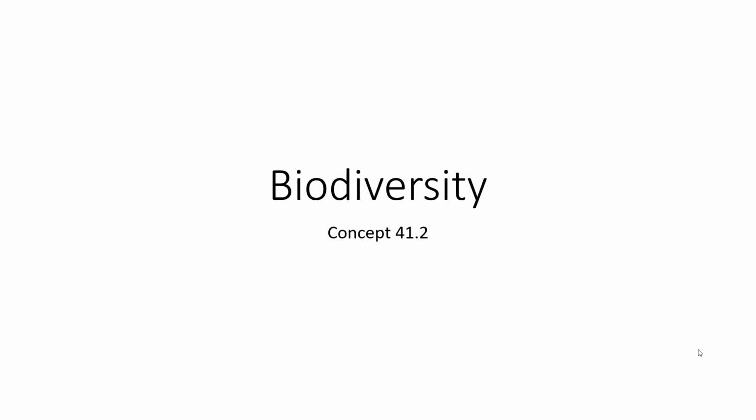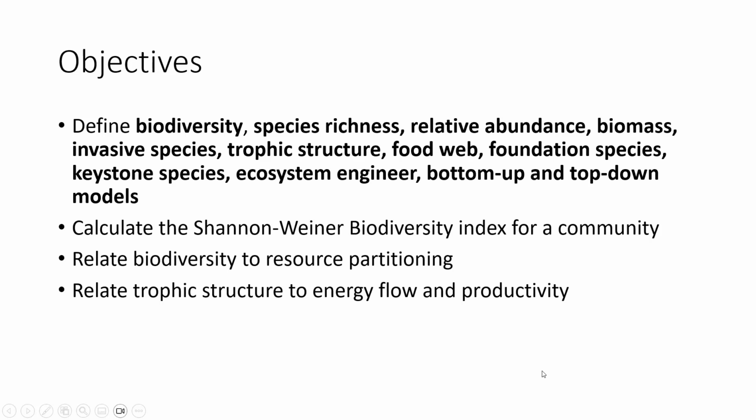We spent much of this course looking at the diversity of life. Let's look at the diversity of life in a community. Be able to define biodiversity, species richness, relative abundance, biomass, invasive species, trophic structure, food web, foundation species, keystone species, ecosystem engineer, and bottom-up and top-down models.